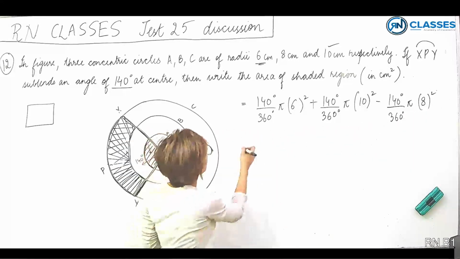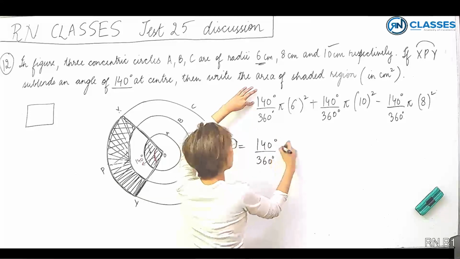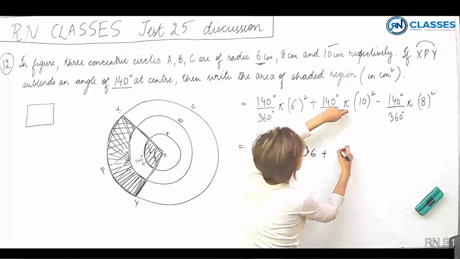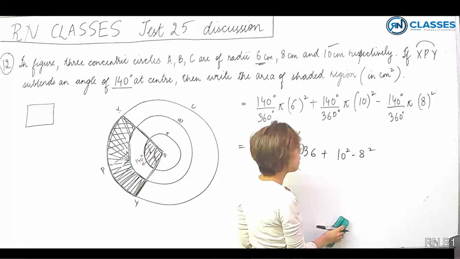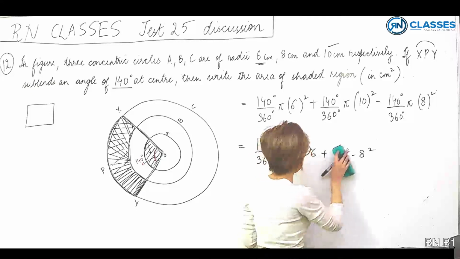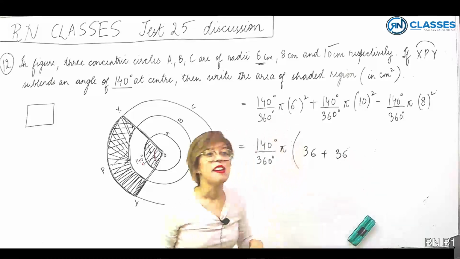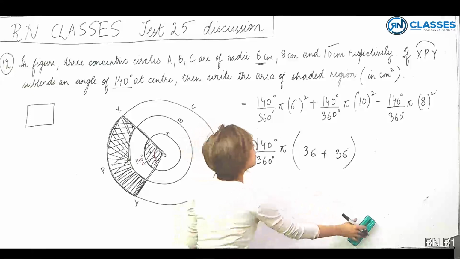Okay. What I can do is take 140 degree by 360 degree into pi common. Right? This is nothing but 36 plus 10 square minus 8 square, which is what? 100 minus 64, that is 36. Cool. Right. So, let's just substitute in the value now.